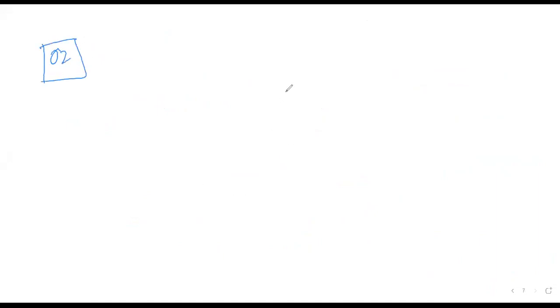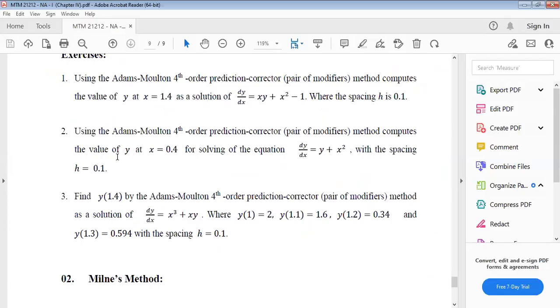Let me go back to the question. Same question: using the Adams-Moulton fourth order predictor-corrector. This is how one of the questions is going to come, so you don't need to worry. The only thing is you have to practice yourself to memorize these things. And y at x equals 0.4, they ask for y at 1.4. So you should know. I'll give you these values.